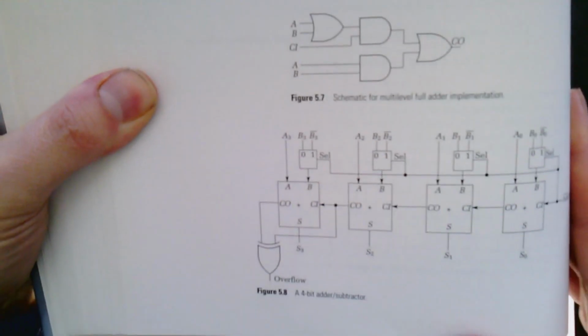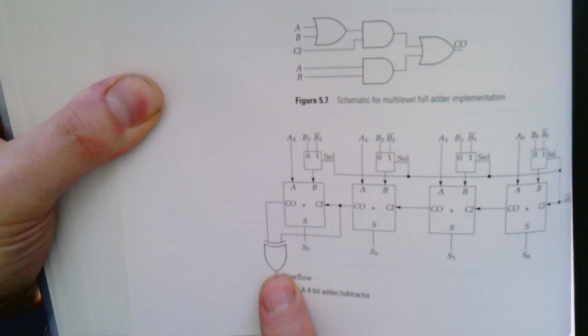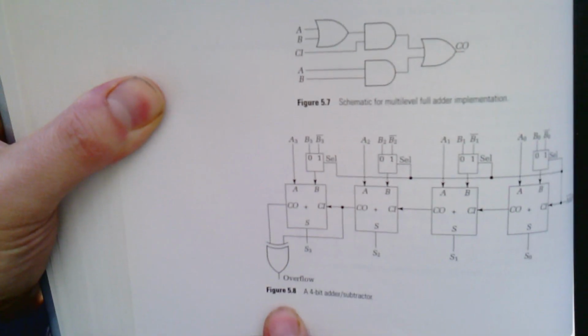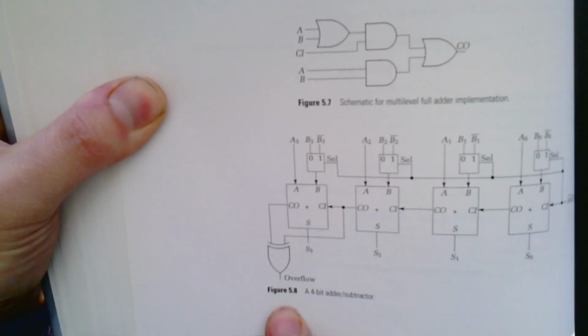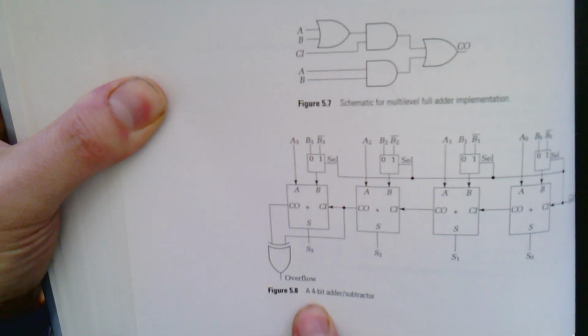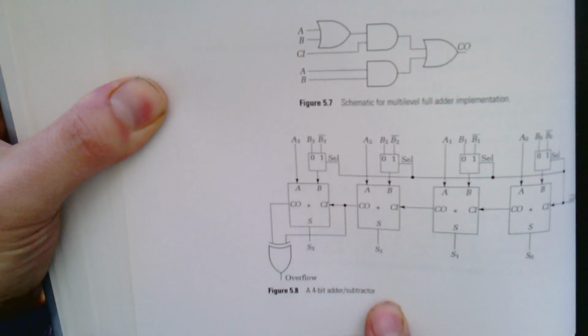Actually, number 10 is a very good question because it asks, what is that component with the question mark in it? I like this question very much because it makes you look in the book. If you read the book, you can see it there. That's the missing component, on page 250, figure 5.8, the 4-bit adder subtractor.